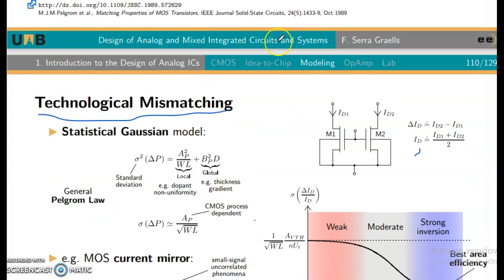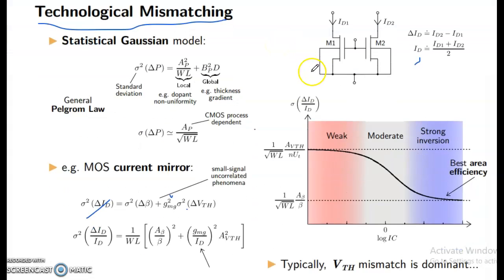Mechanical mismatching. Already we have seen in the statistical Gaussian model, delta P is multiplied with the standard deviation sigma squared. A_P squared divided by WL, this is local. A_P squared D, this is global.